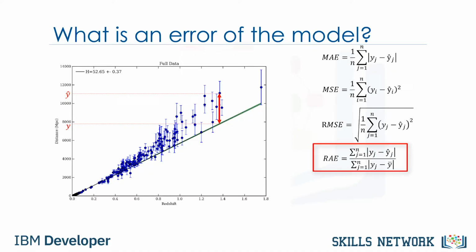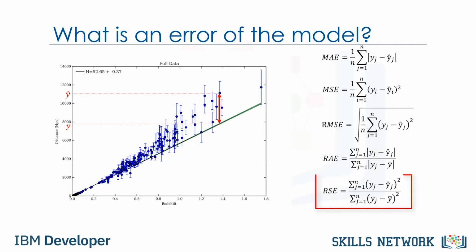Relative absolute error, also known as residual sum of square, where y bar is a mean value of y, takes the total absolute error and normalizes it by dividing by the total absolute error of the simple predictor. Relative squared error is very similar to relative absolute error, but is widely adopted by the data science community as it is used for calculating R-squared.